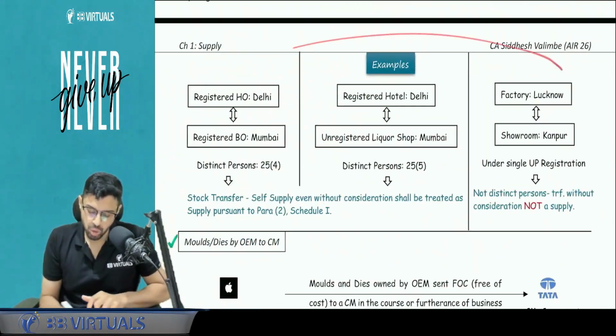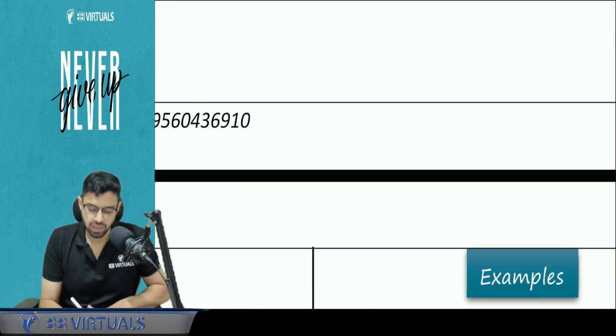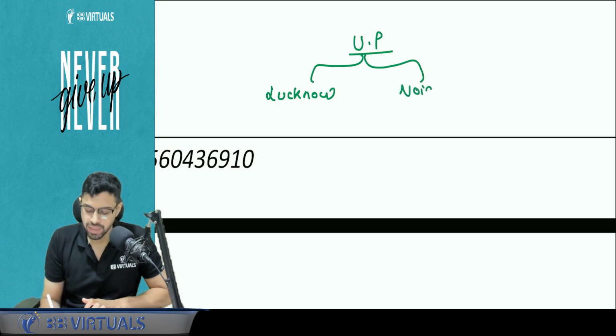These are certain examples. You can stop the video and see with respect to 25(4) and 25(5) distinct person. One short example I will cover. Let's say in Uttar Pradesh, I have 2 units, Lucknow and Noida. And I have one registration.